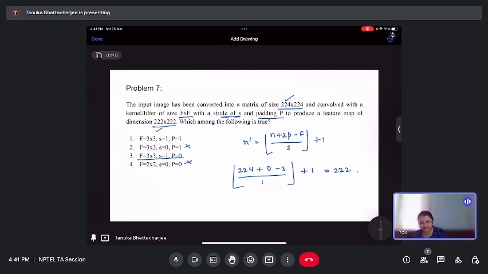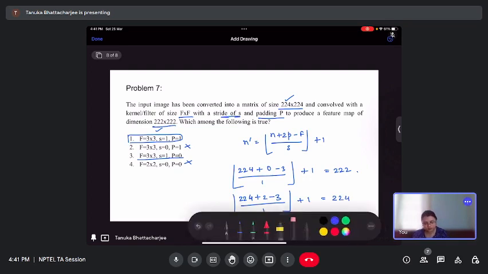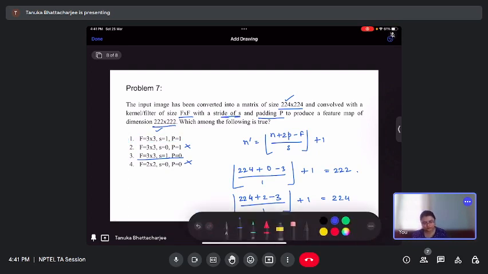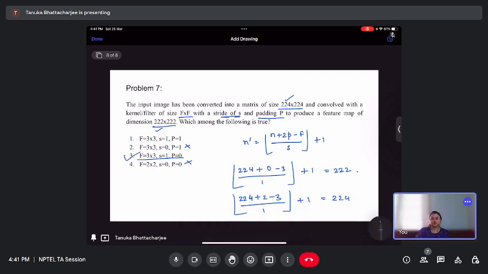If you see the other remaining solution, which is this one, if you do this, it will basically not reduce the size. It will remain 224 itself. So that is not a valid option here. So this is the correct option for this particular problem.